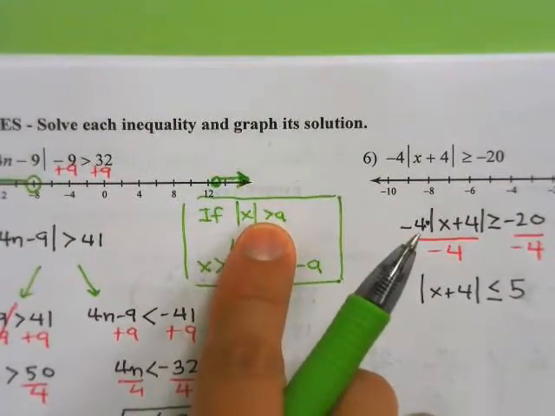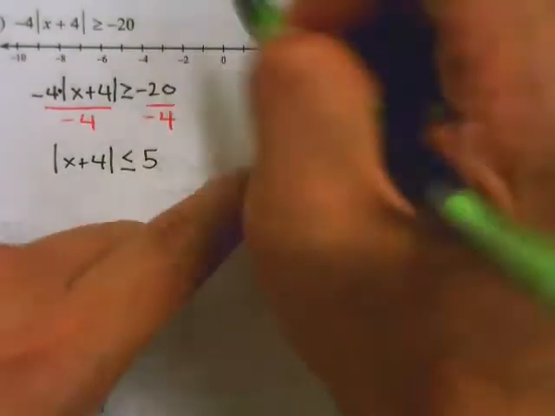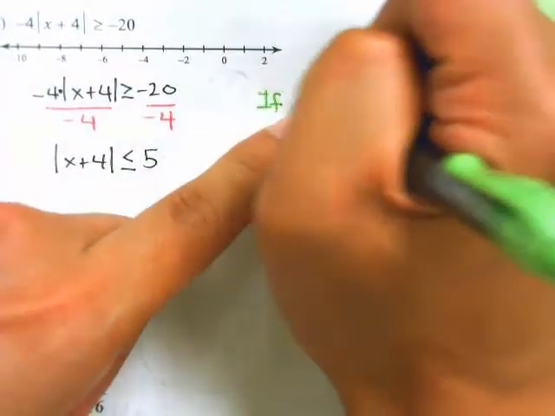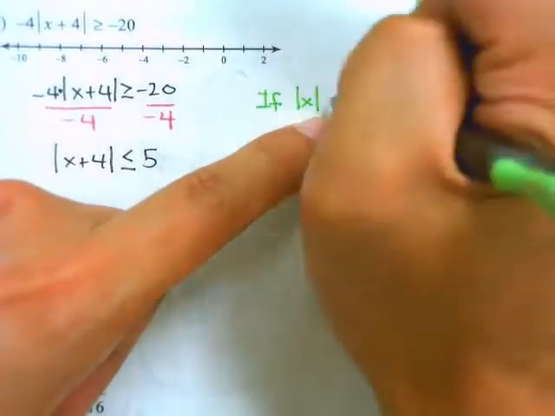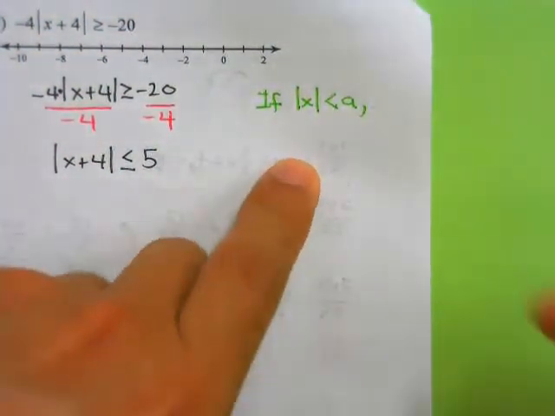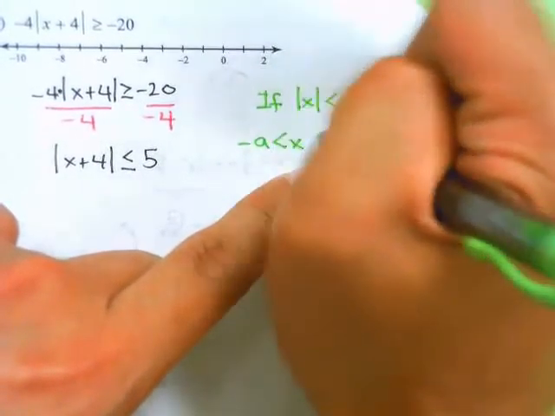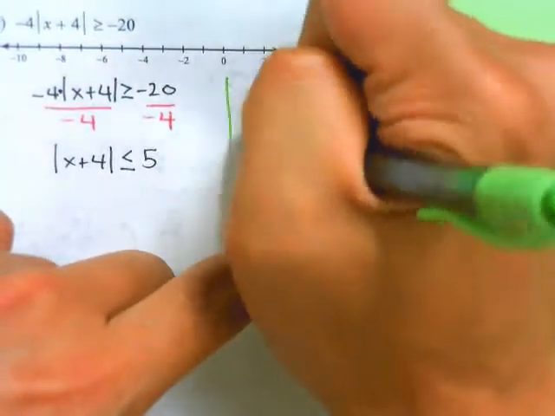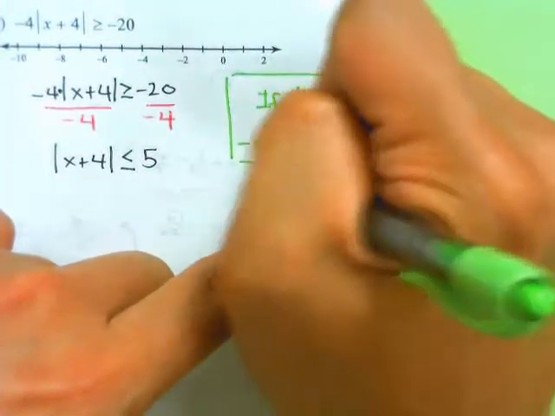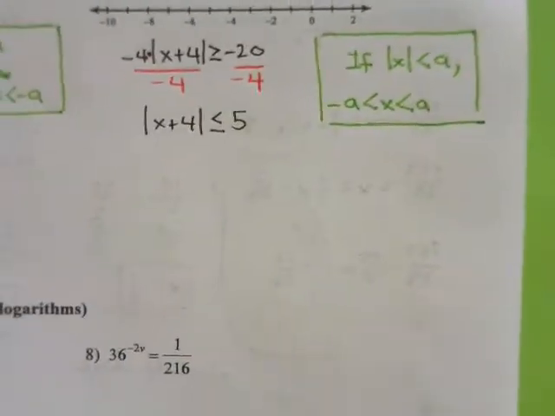Okay, we have a rule for absolute value greater than. There's another rule for absolute value less than, so I'm going to write it over here. If absolute value of x is less than a, you are going to change it up like this. Then it's going to be negative a less than x less than a.